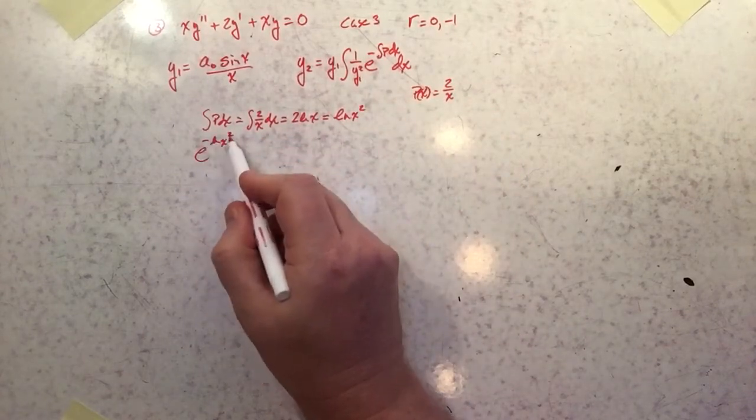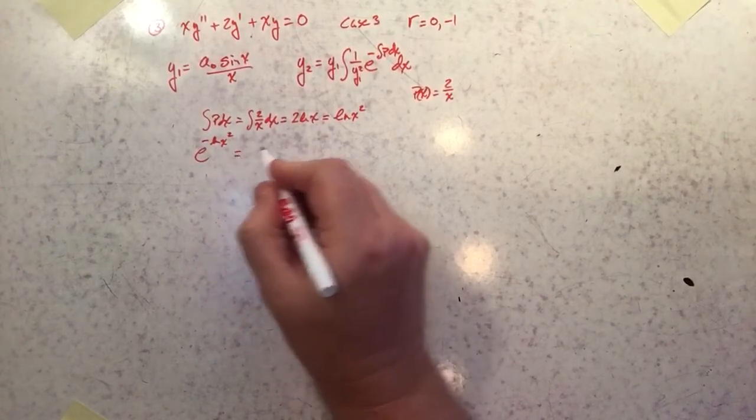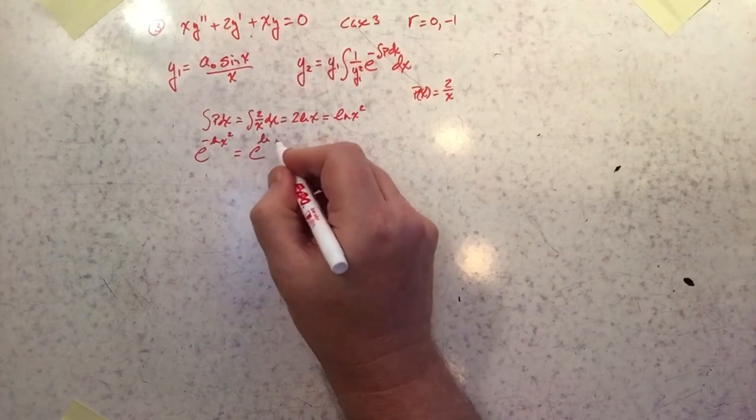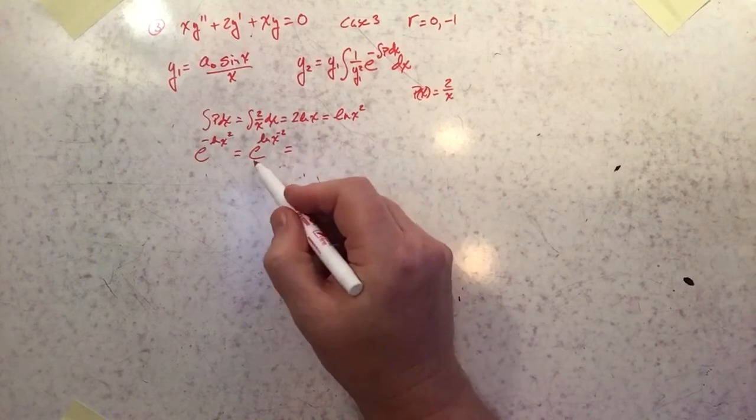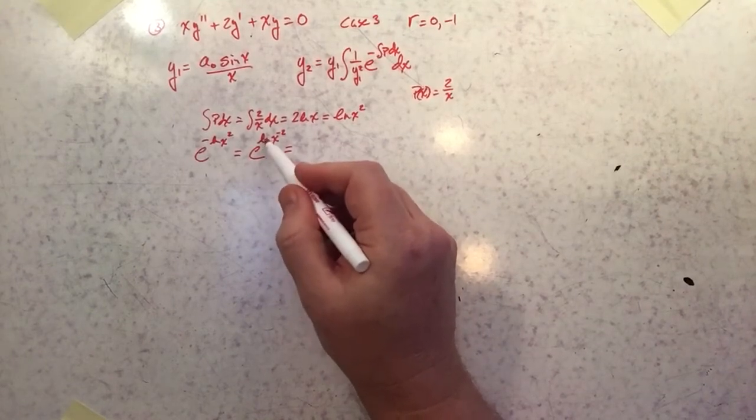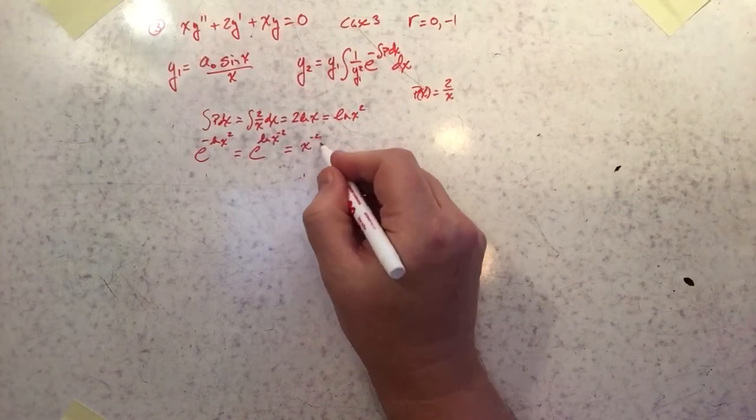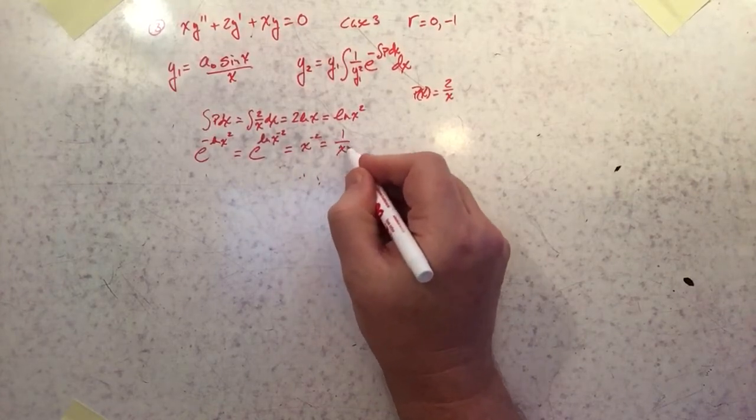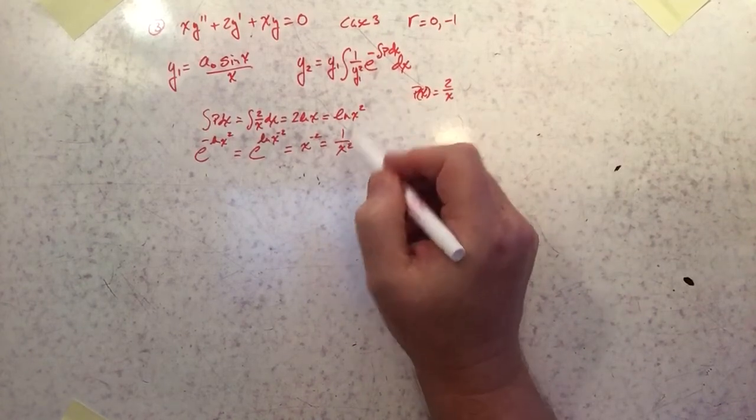Well, the negative can also go up as part of the rule for exponents in logarithms. So that's going to be e to the ln of x to the negative 2. And then, of course, another rule for logarithms is e to the natural log is just the argument of the natural log. So that's x to the negative 2, or 1 over x squared. So this entire part of it right here is just 1 over x squared.